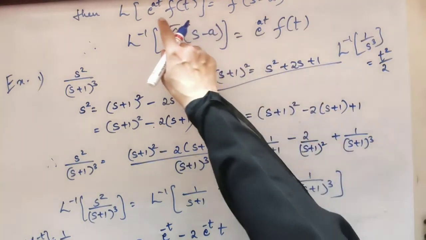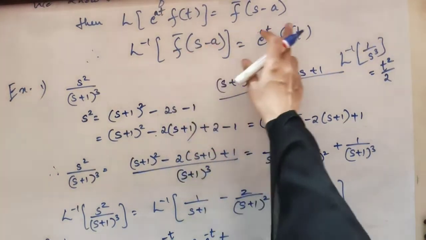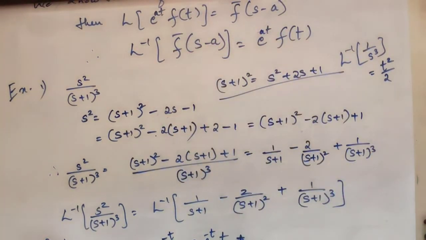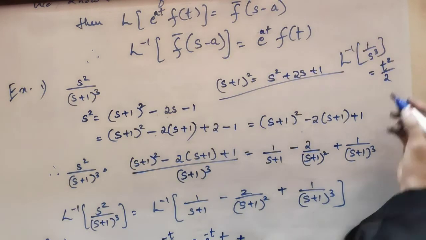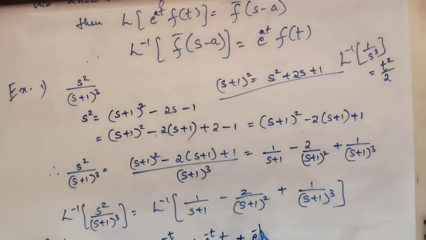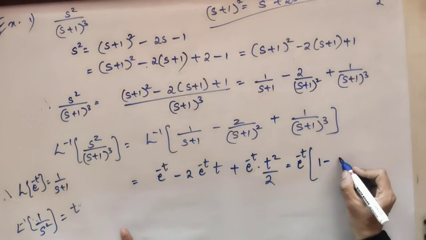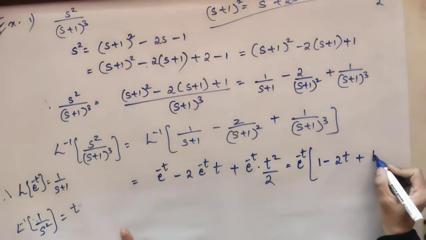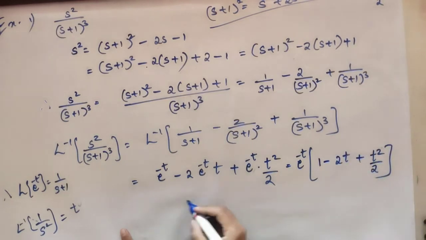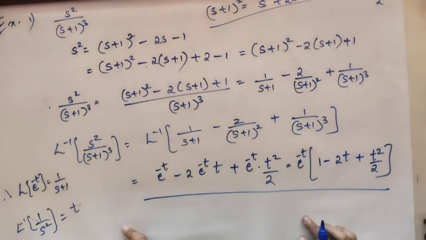By using this property again, you can write it as plus e to power, since it is plus 1 here, it will be e to power minus t into t square divided by 2. Or you can take e to the power minus t common, 1 minus 2t plus t square by 2. This is the most simplified form of this problem.